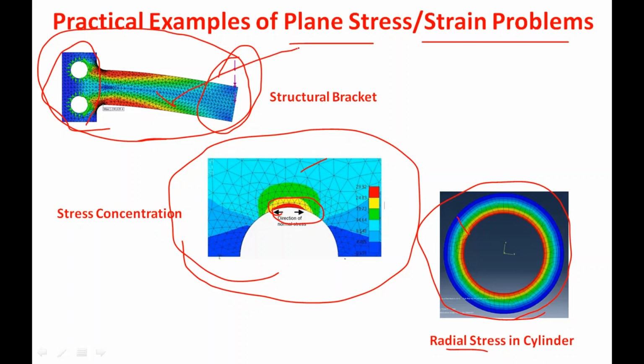Here also the thickness is uniform. This is also thickness uniform. So when you model this type of pipeline in the cross section, here also you can assume thickness is uniform. It's a plane strain condition. Axisymmetric condition is slightly different.